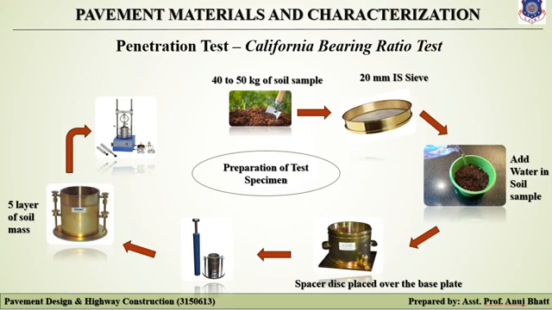The optimum moisture content, which is generally known as OMC, and the maximum dry density of the soil are determined by adopting either IS light compaction test, or IS 2720 part 7 for heavy compaction test.